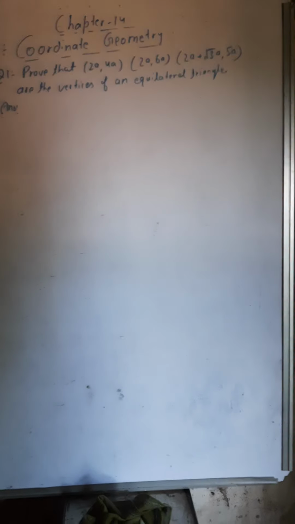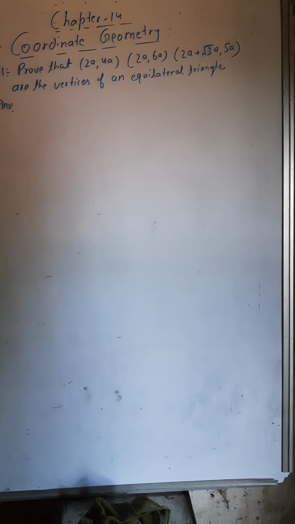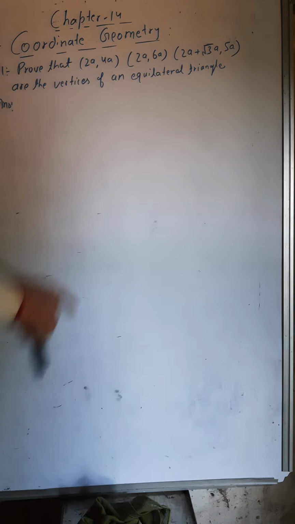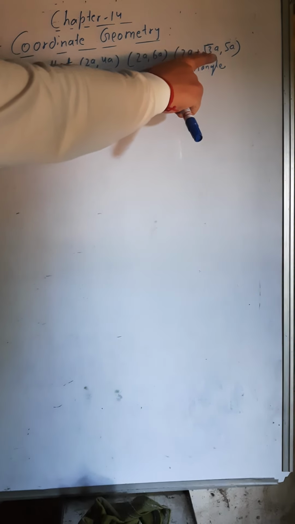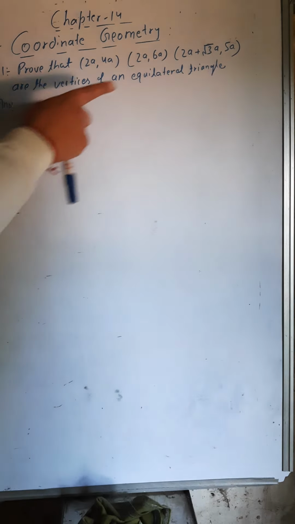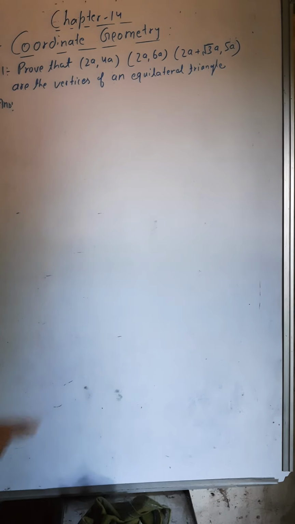So now students, we are doing some other questions of chapter number 14, coordinate geometry. So the question today: prove that (2a, 4a), (2a, 6a) and (2a + √3a, 5a) are the vertices of an equilateral triangle. So these 3 points you have to prove as the vertices of an equilateral triangle.